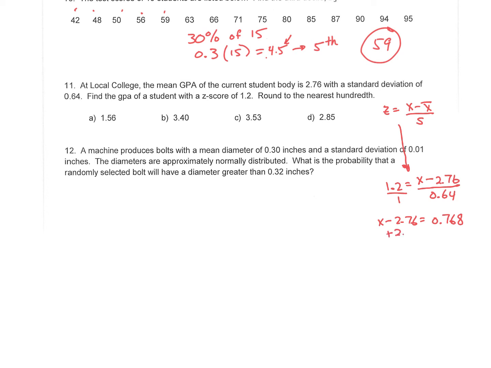Adding 2.76 to that, the original score was 3.528. Rounding to the nearest hundredth would be 3.53. That's the student's GPA.